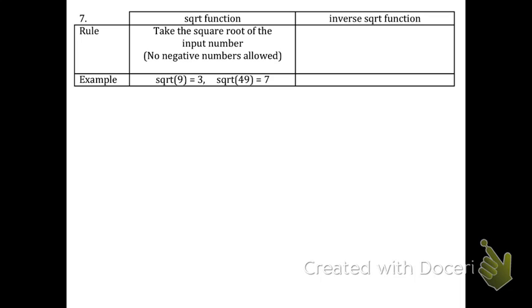Alright, so we need to figure out the inverse of the square root function. The square root function, or the sqrt function, only has one thing that it does. It takes the square root, and the way to undo a square root is to square something. And remember, square means to multiply a number by itself. So if I do the inverse sqrt function, I'm going to use the number 7. So all I have to do to the number 7 is square it. That means 7 times 7, and I get 49.